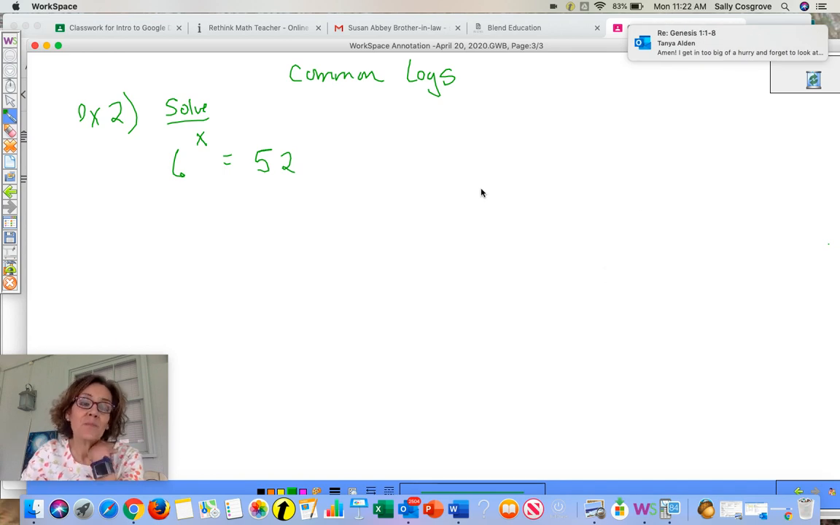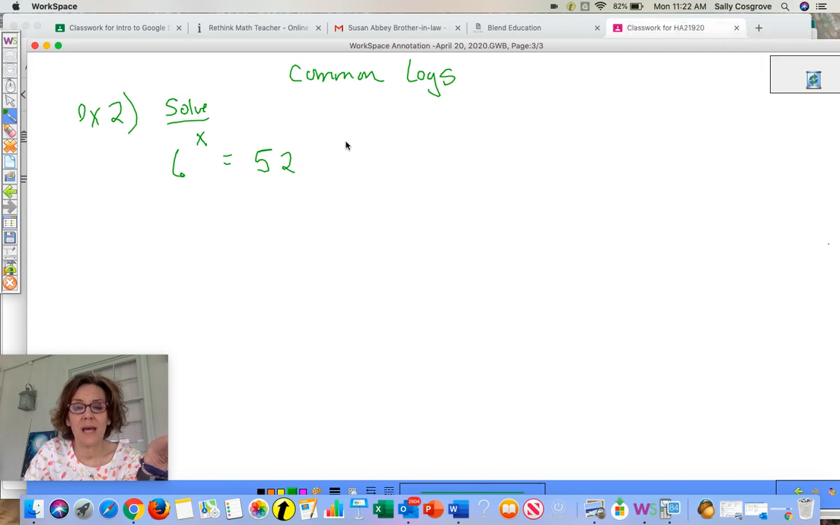So how did we work this in the past? Well, we said, can we rewrite in the same base? Can we rewrite 52 using base 6? No, we can't. We don't know what that is. It's 2 and some change, right? We don't know. So we can't do that.